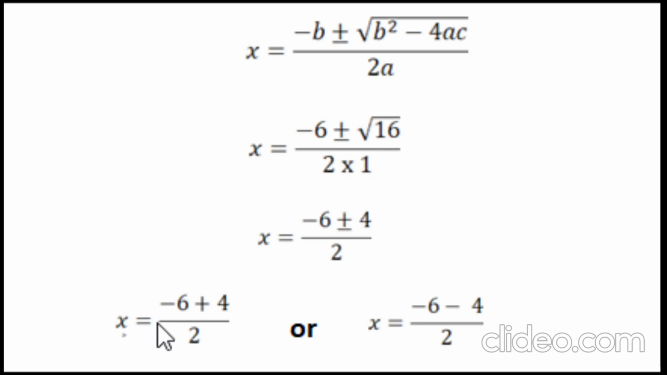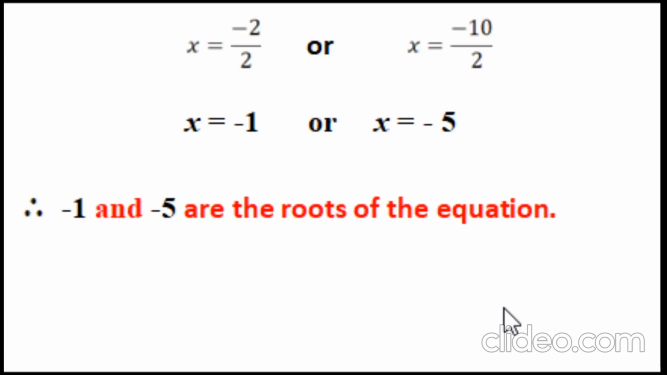So we get x is equal to minus 6 plus 4 upon 2, or x is equal to minus 6 minus 4 upon 2. Minus 6 plus 4 is minus 2, upon 2, that is minus 1, and minus 6 minus 4 is minus 10 upon 2, that is minus 5. So x is equal to minus 1, and x is equal to minus 5. So negative 1 and negative 5 are the roots of the quadratic equation.